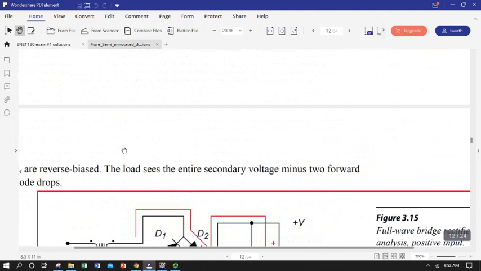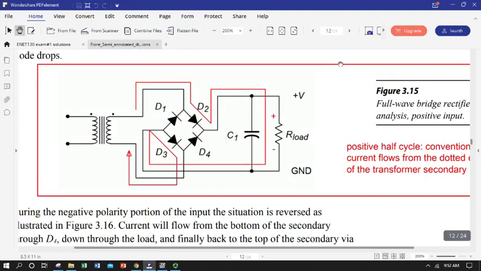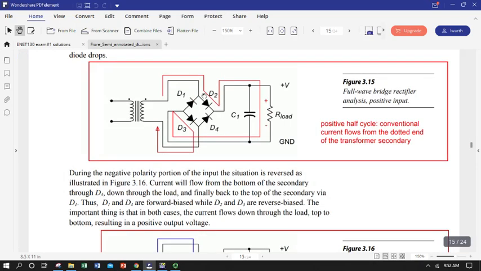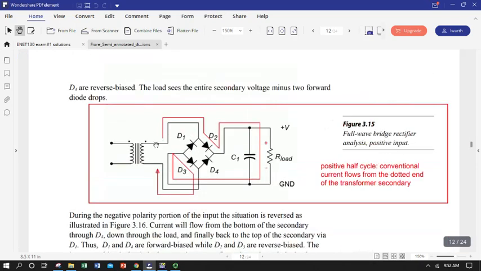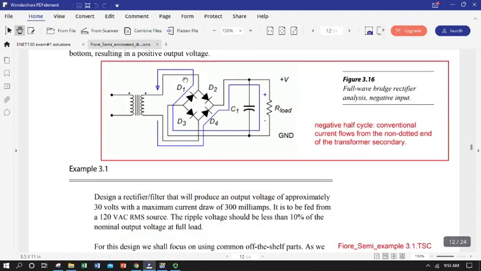It's a little bit easier to see on Mr. Fiore's color-coded pictures. Very good. So this is our forward cycle. You can see the path of the current out of the transformer secondary. Conventional current flows through D2, through the load, through D3, and back in. And in the negative half cycle, here's our path out of the bottom end of the transformer coil through D4, through the load, through D1, and back into the transformer secondary.